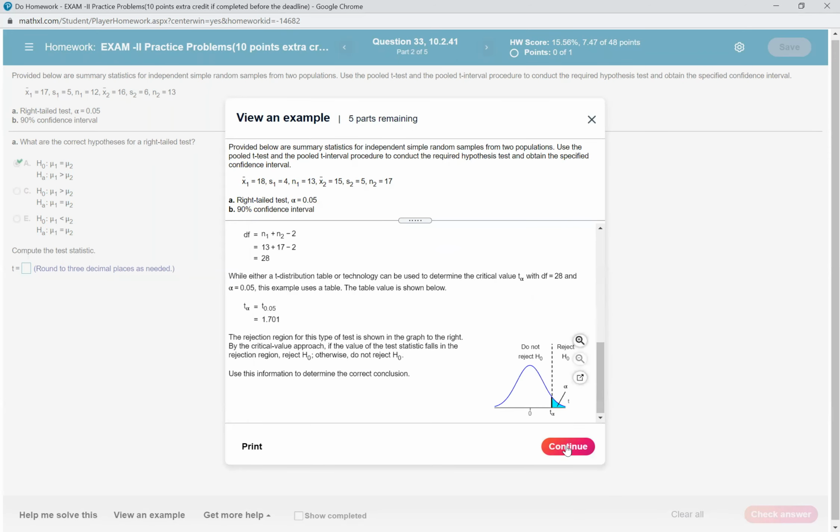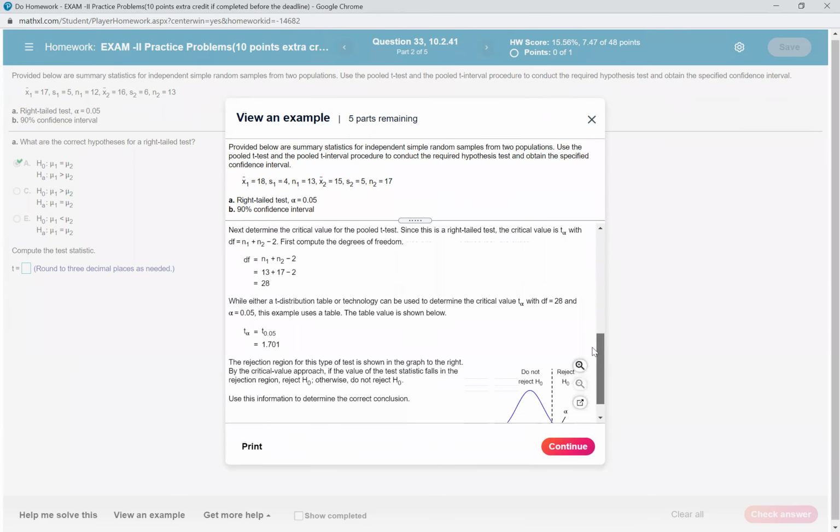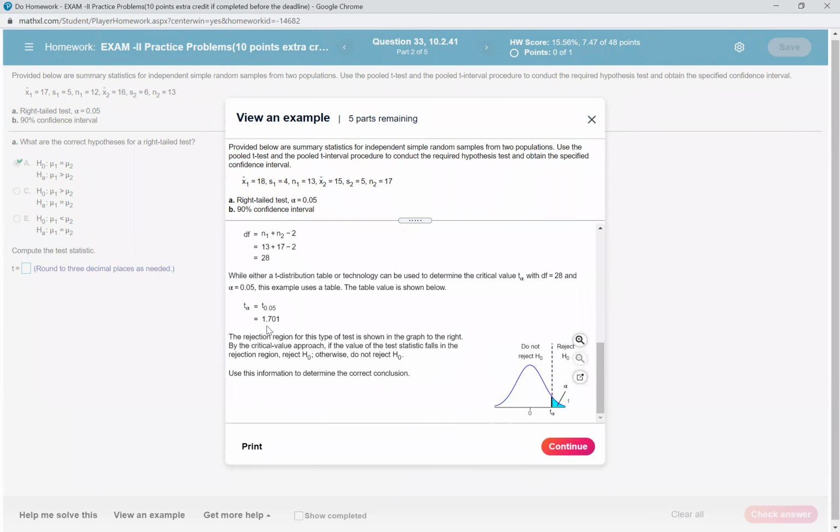Okay, so this is the critical value. So now we'll compare the critical value and the test statistic. What did we find for the test statistic? We found 1.771 and the critical value is 1.701. That means the test statistic falls in the rejection region, so we reject the null hypothesis in this case.